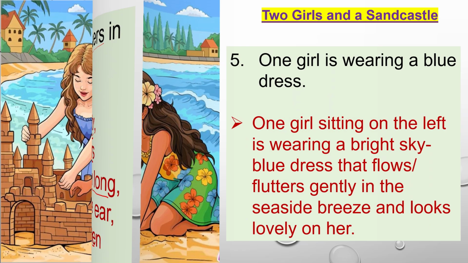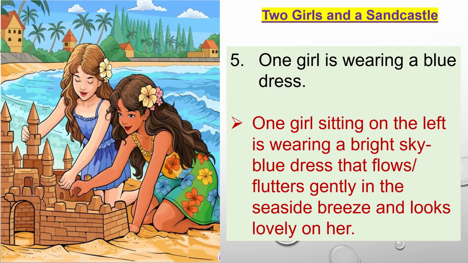Next sentence. One girl is wearing a blue dress. Now, what you can do, you can define the color so it stands out. You can define the movement. So instead of writing "one girl is wearing a blue dress," what you can write: one girl sitting on the left is wearing a bright sky blue dress that flutters gently in the seaside breeze and looks lovely on her. So sky blue, flutter gently, seaside breeze give the color and mood to the sentence.